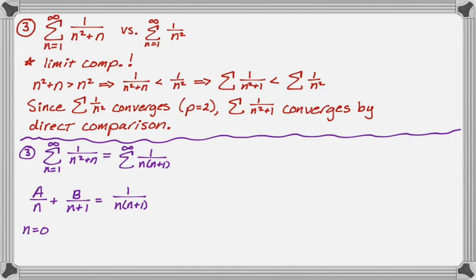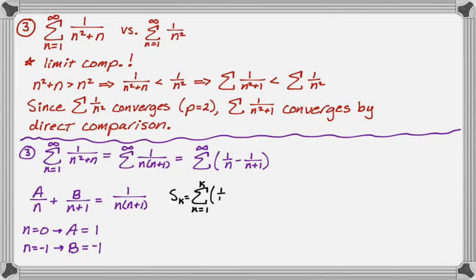So if n is equal to 0, then that means that a is going to be 1. If n is negative 1, it means b is going to be negative 1. And if you're not sure about the cover-up method, there are definitely videos you can search for and find. So I'm going to rewrite the series here as the sum of 1 over n minus 1 over n plus 1. Now what I'm going to do, I always do this with telescoping. I look at the partial sums and see if I can find a formula for the partial sum. So s sub k, the kth partial sum, is going to be the sum from 1 to k instead of 1 to infinity of 1 over n minus 1 over n plus 1.